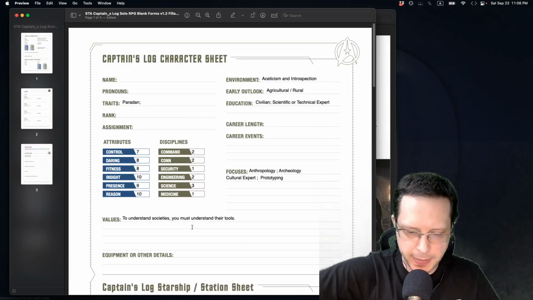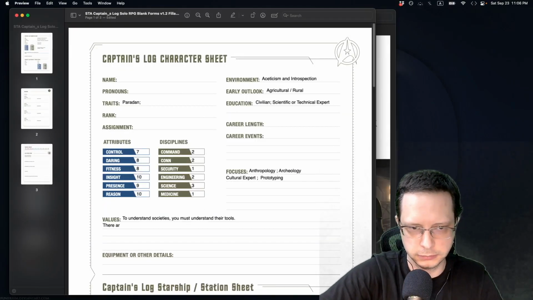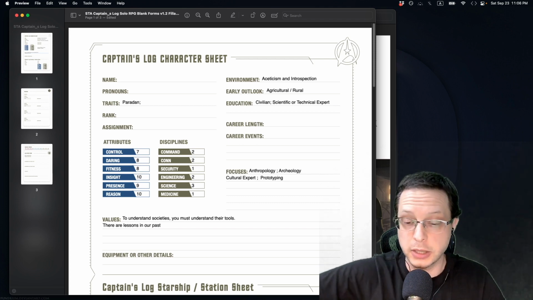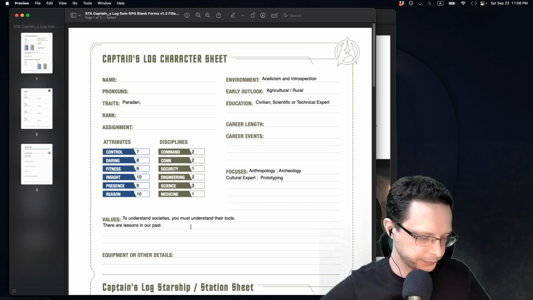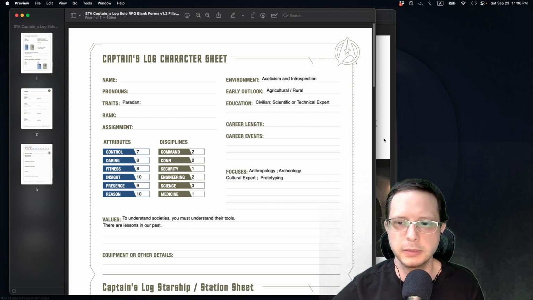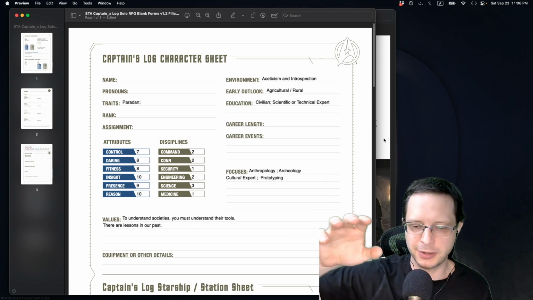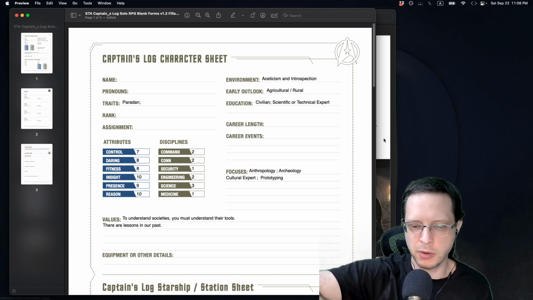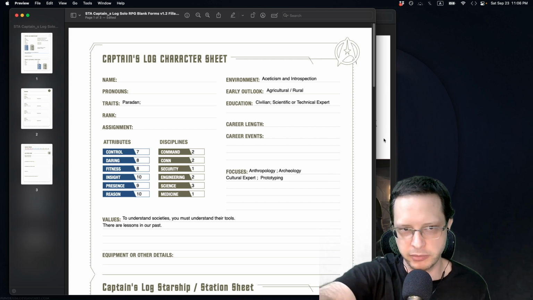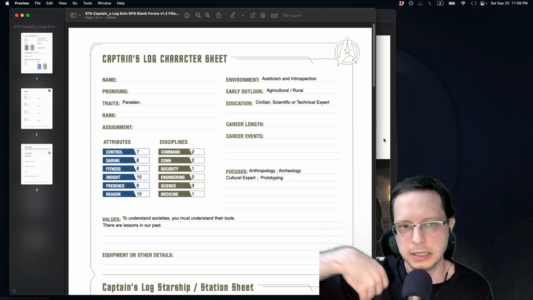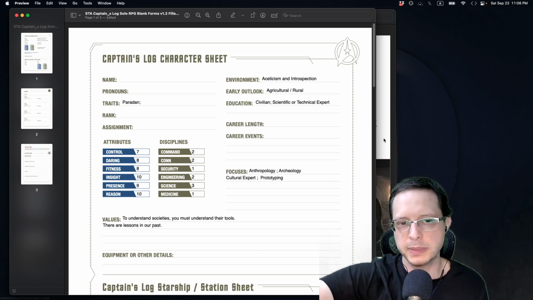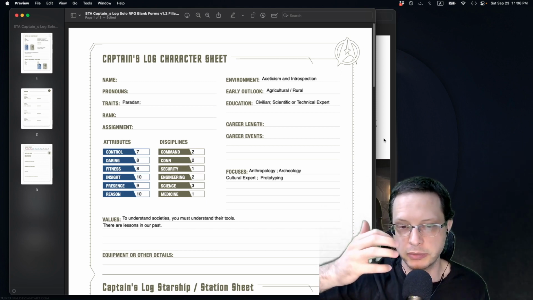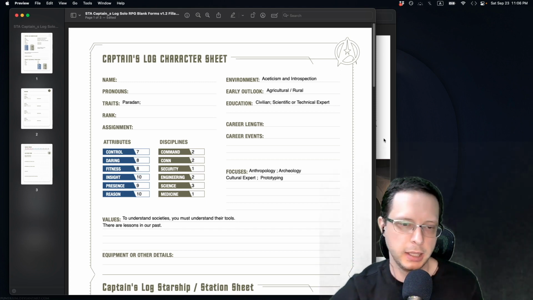There are lessons in the past. Correction. There are lessons in our past. There we go. That's good. So this could refer not only to learning from the past of a society, or learning from the past of the Paradan people, like this person is from, but also potentially learning from his or her own past.